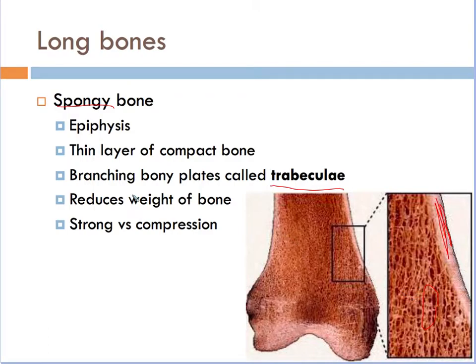The reason you have spongy bone is to reduce the weight of a bone. If this entire thing was compact bone, your bones would be very heavy. But because we can make the middle spongy bone, you can reduce the weight, which makes it easier to move. We're looking at the trade-off between strength and compression. If the outside is strong, the inside can be a little more airy, a little more flexible, and reduce some of that weight.